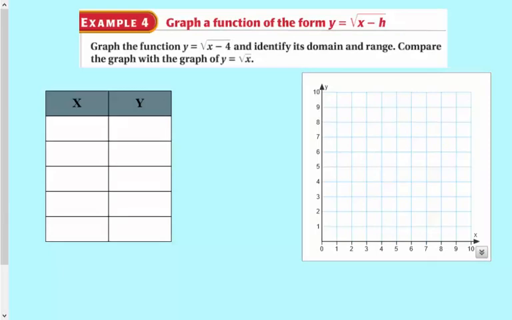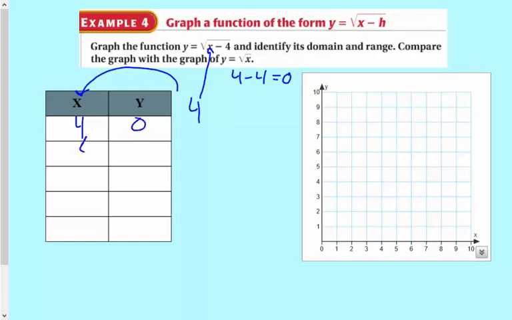Okay, now the next part of the video talks about numbers that are underneath the square root symbol. So now the number that's going to make the square root part equal to 0 is positive 4. That's where you're going to start your table. So 4 minus 4 is 0, and that's what I'm looking for. Okay, so that's going to be 0.